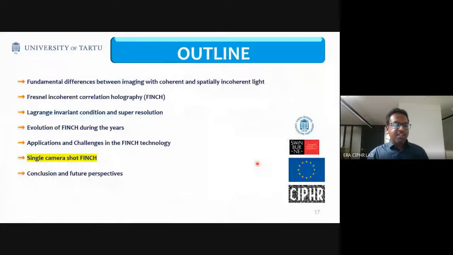Okay, so now single camera shot Finch. With all these advancements, the original problem of Finch, where multiple camera shots were needed in order to record a hologram or reconstruct 3D information, was not solved. One of the main problems was that people were looking at this problem in the same way. So we thought, why should we look at this problem in this way? Why not look at this problem in a different way? Let us recall the convolution and correlation approaches, which I explained before.